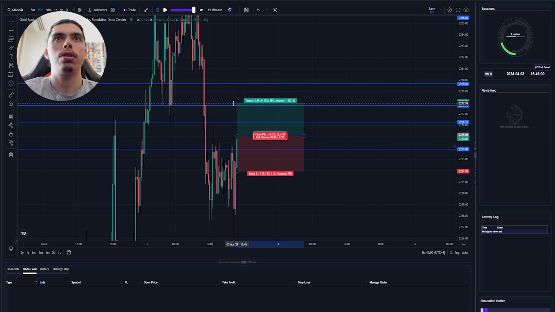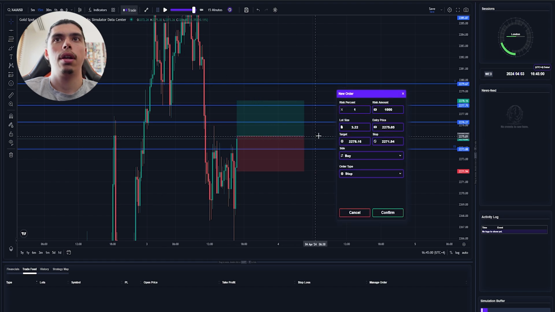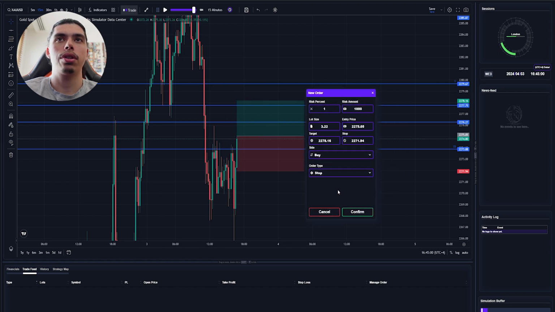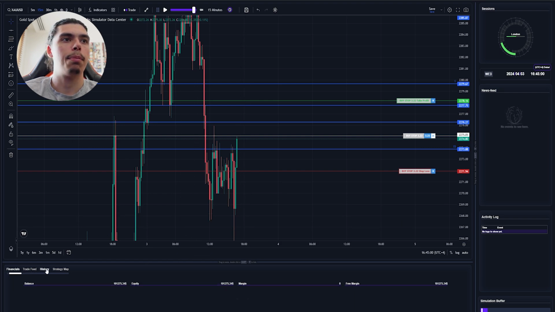So for now, 1-to-1 is going to be the target. And we're going to then press trade. We're going to confirm this $1,000 risk and confirm that. So we can see the order went in, and let's go ahead and see what happens.